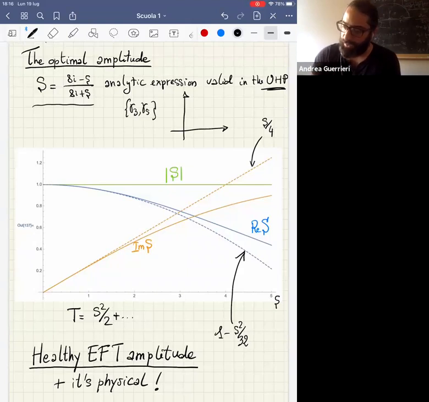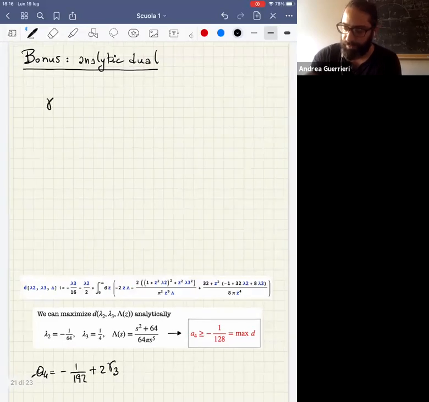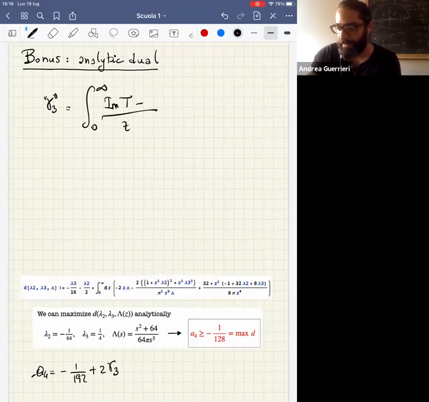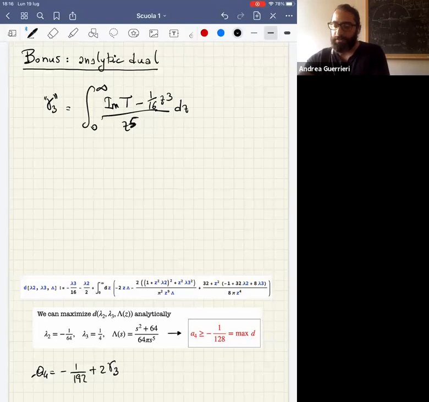You can write it, for instance, gamma 3, or something that is morally gamma 3, as the integral from 0 to infinity of the imaginary part of the amplitude times, here there is z to the 5, then 1 over 16 z cubed. Something like that. And you see that this sum rule is highly suppressed. So if the UV were different, the value of gamma 3 would not change much. Okay, that kind of answers.